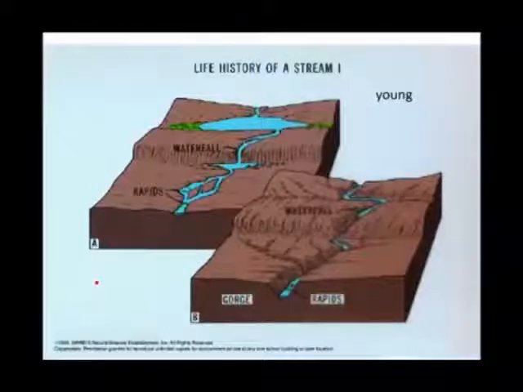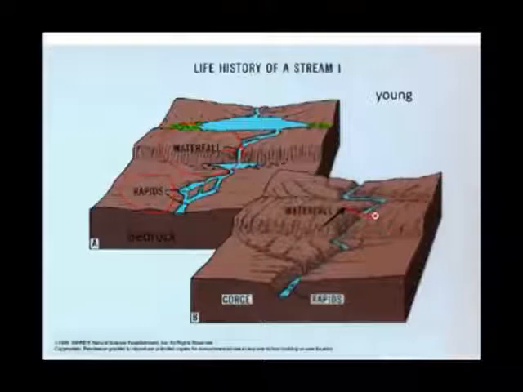Looking at a young river, notice that we have waterfalls and rapids. If you see any white water, you know you've got a young river. Over a period of time, the waterfall, located right here, has moved back. That movement is called headward erosion because it's eroding toward the headwaters. Eventually, every waterfall will erode itself out of existence.